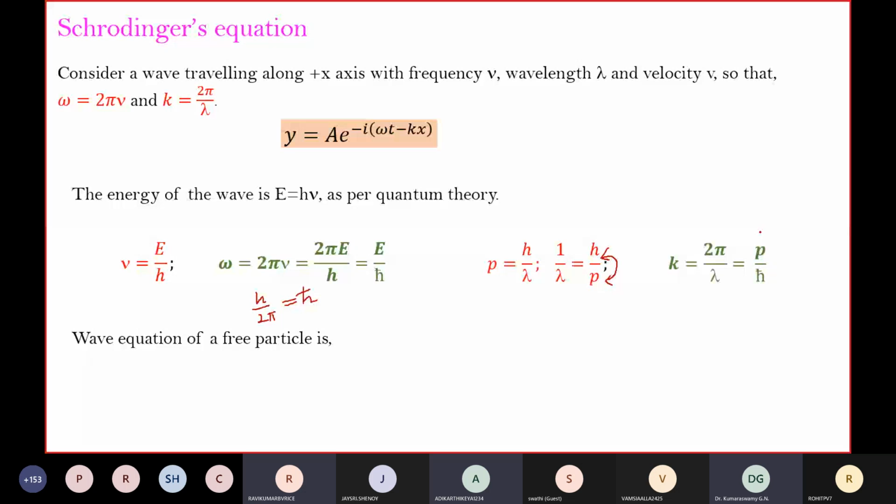Sir, what is the k, sir? K is the propagation constant of a wave, or wave number. It is called the wave number or propagation constant of a wave.